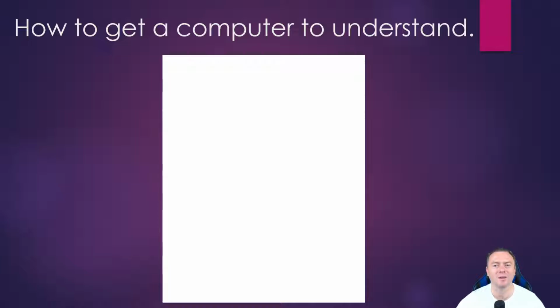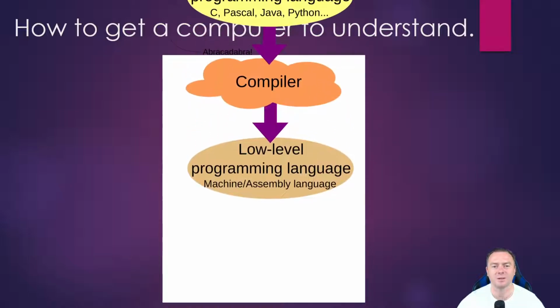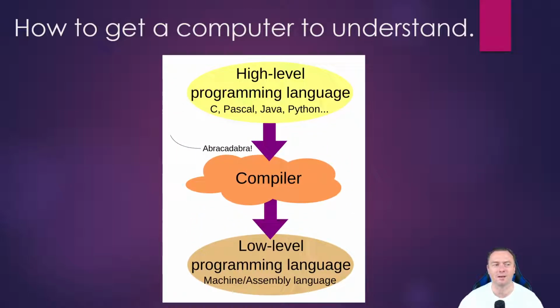So how do we get a computer to understand? A computer will take a high level language, take it through a thing called a compiler, and then abracadabra, it will change it into the binary zeros and ones that it will work with. So our job as a computer scientist is to understand how these high level programming languages work, like C, Python, and all that. And then we take it through either a compiler or a translator, and then it spits out that low level zeros and ones.